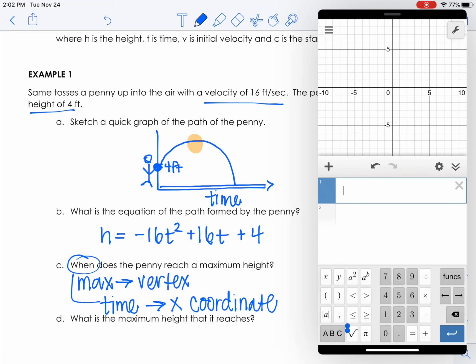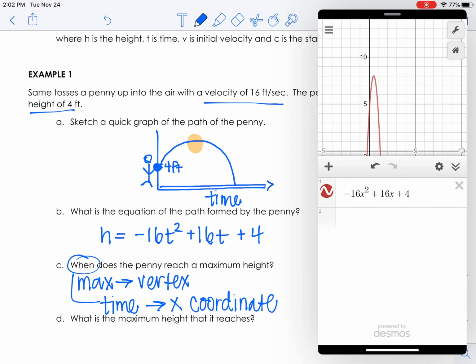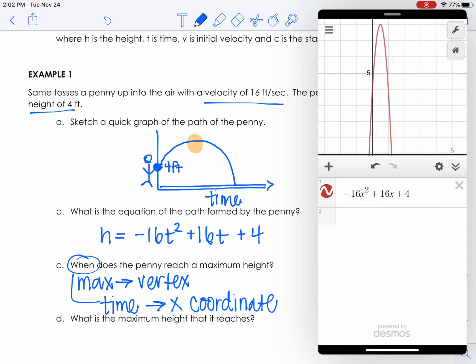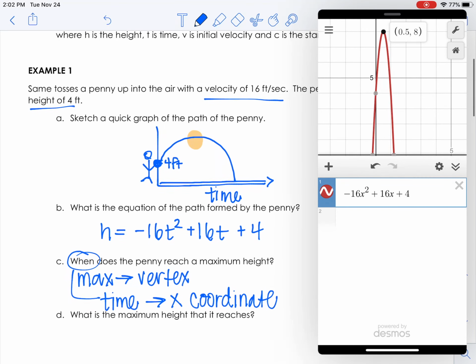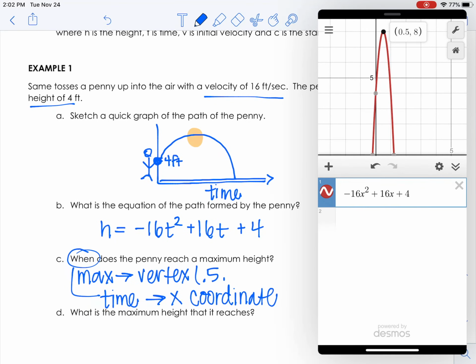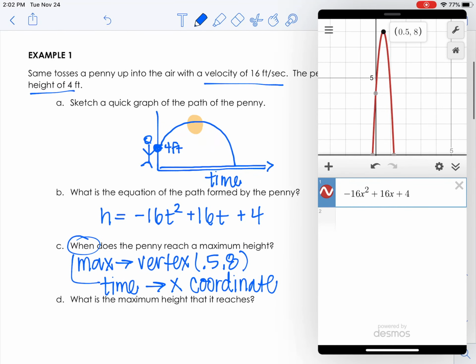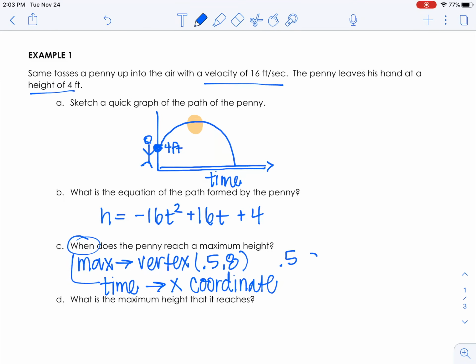So now we're going to punch our equation into Desmos, but we'll use x instead of t just because Desmos likes x better. Negative 16x squared plus 16x plus 4. Now if we look at this graph, we can see right there at 4 is where it started, launched up, and there we reach our vertex of (1/2, 8). So when does it reach a maximum height? At 1/2 or 0.5 seconds, or after half of a second.